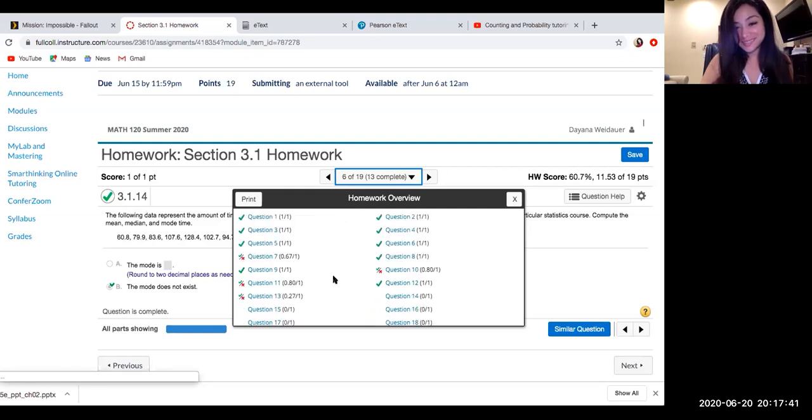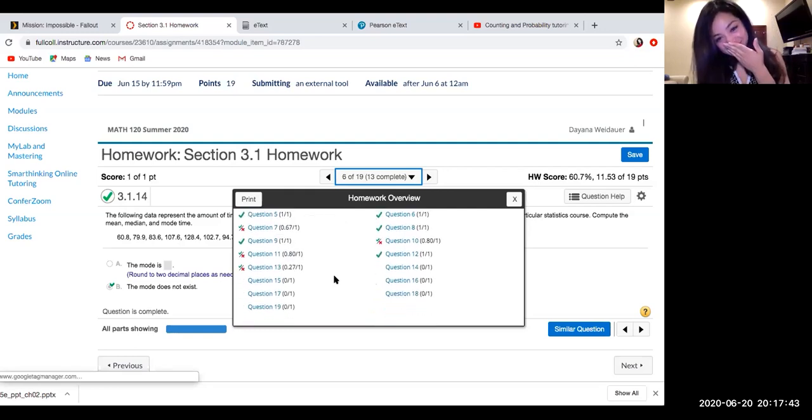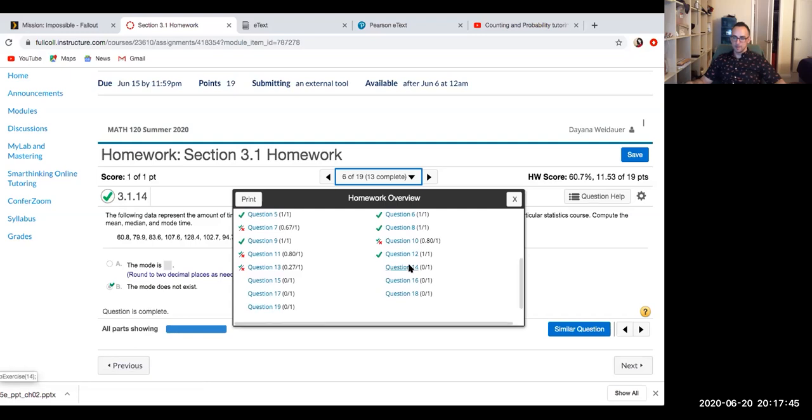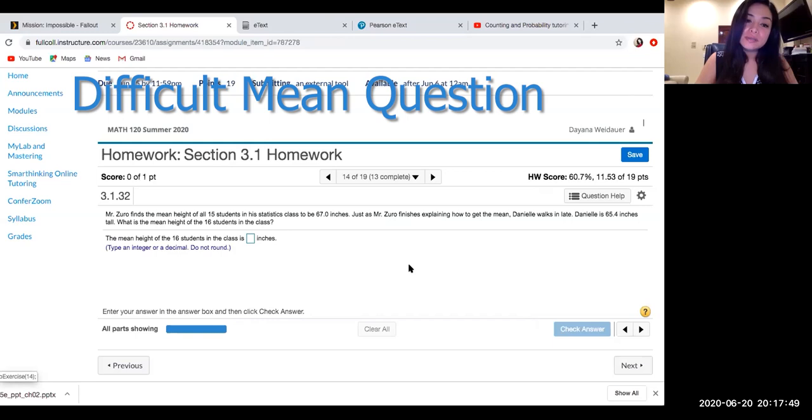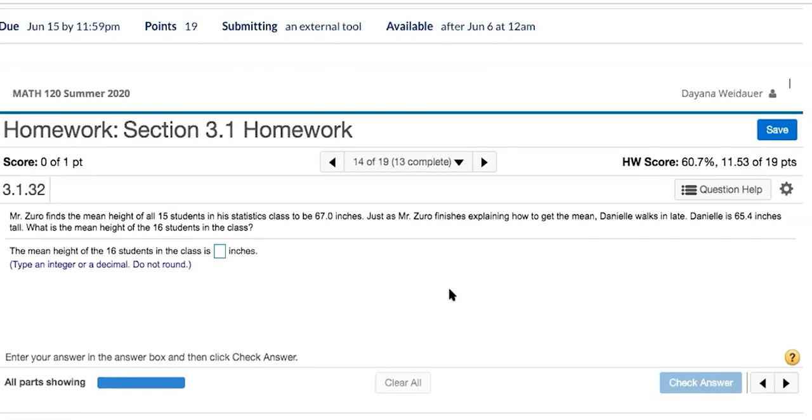I have a lot of them. Okay. Let's see. Mr. Surf has the mean height of all 15 students in the class to be 67. Just as Mr. Surf finished explaining how to get the mean, a new student arrives, making the mean 65.4 inches tall. What is the height of the 16th student in the class?